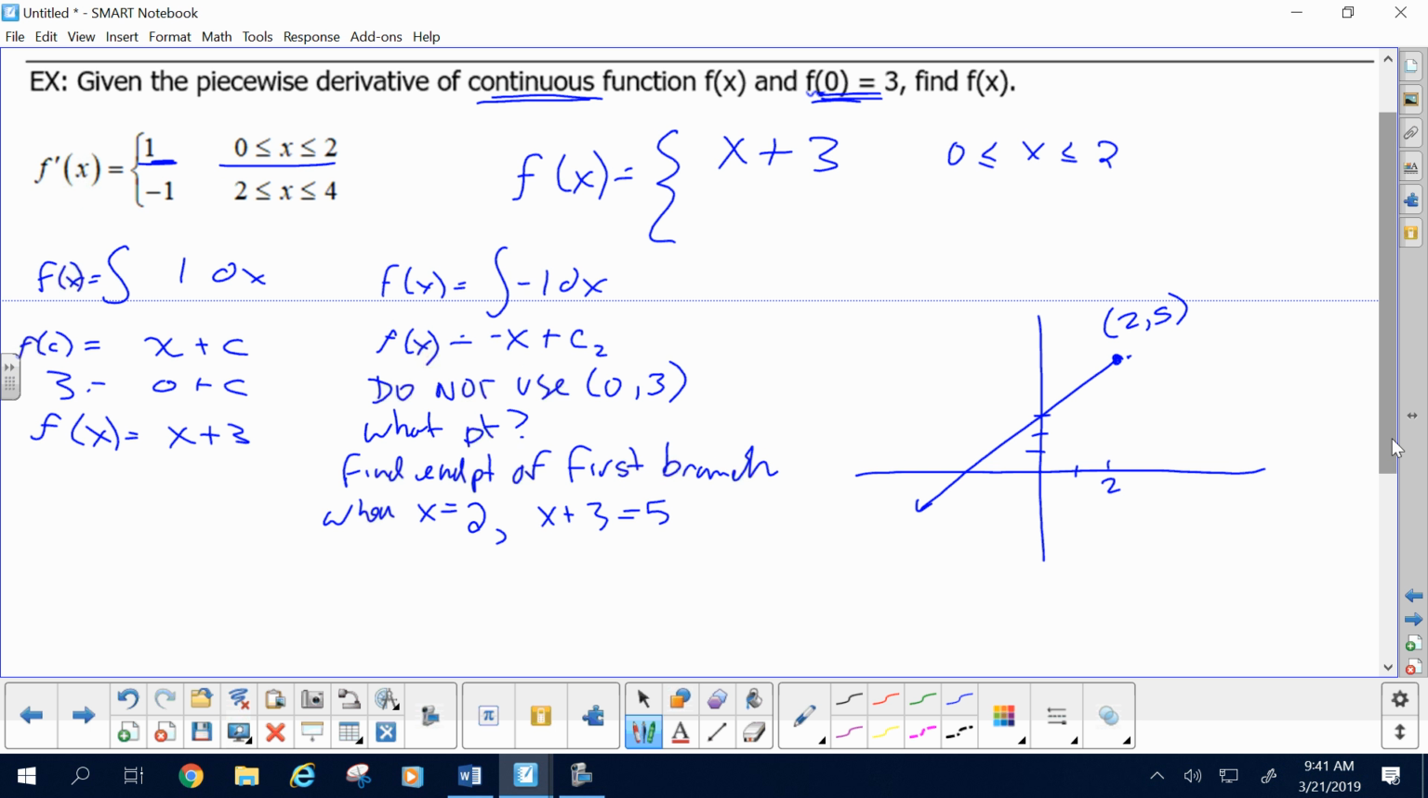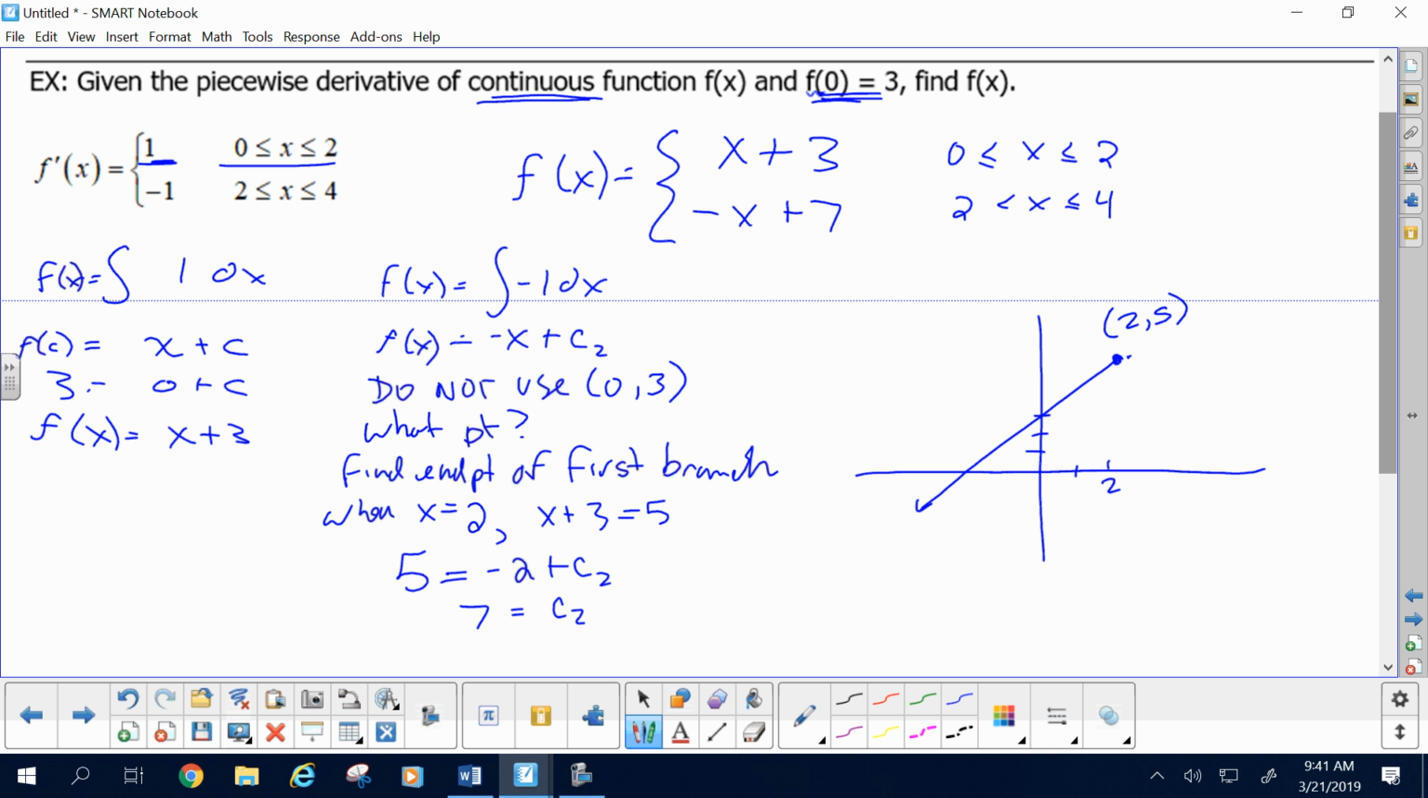So the point (2, 5) should be a point on both. Now because (2, 5) is a point on this branch too, I can say 5 needs to equal negative 2 plus c2, and therefore c2 is 7, and my other branch is negative x plus 7, and that's from 2 to 4. Now I already included it. It's continuous, so it doesn't matter which branch you include it on. I included it on the first, but you could include it on the second. Are you with me? Okay.